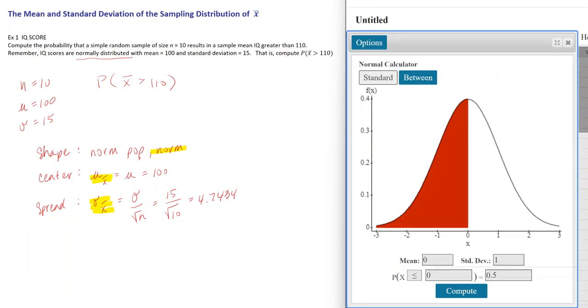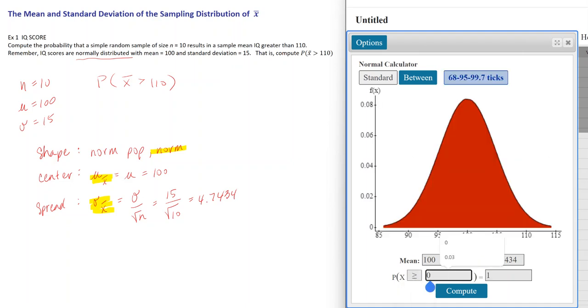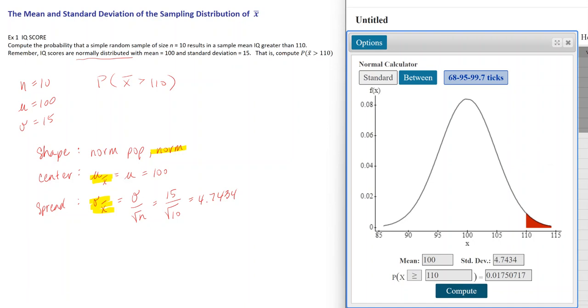And the mean I'm going to put in is my 100. The standard deviation that I'm going to use is the standard deviation of the sample means, which is what we calculated to be 4.7434. And the probability I'm interested in is the probability of my sample mean, which is a variable that's changing each time, being greater than 110. And when I compute that, we can see that the probability of that happening is about 0.0175.